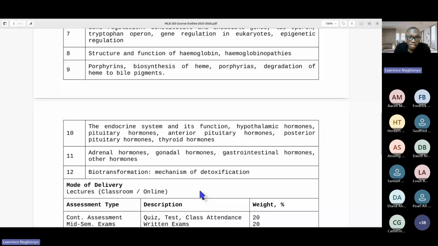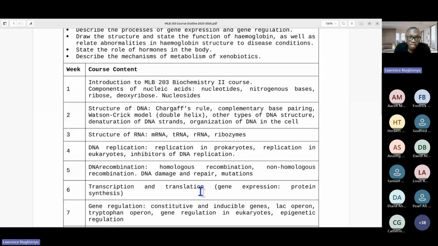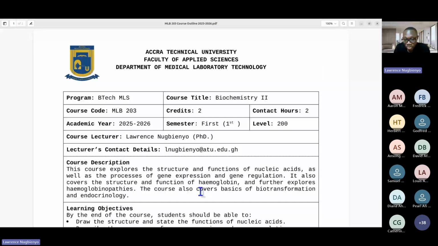I will share this course outline with you after the lecture. I will send it to the course rep so he can share it with you, so you will have it and follow through and see how we are doing over the semester, how we are moving step by step through this course outline. So far that is what we are going to do.